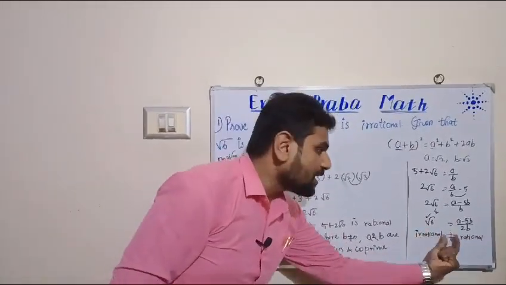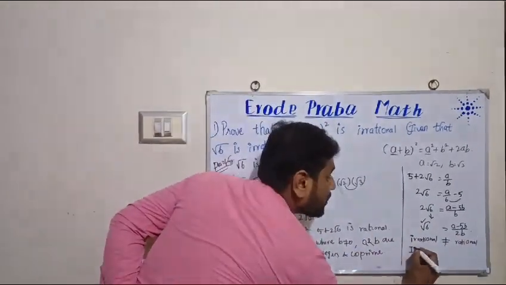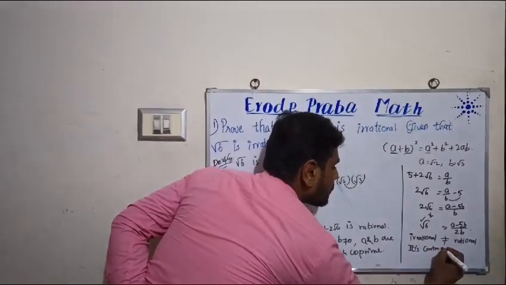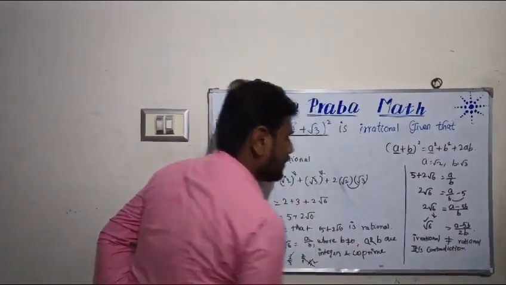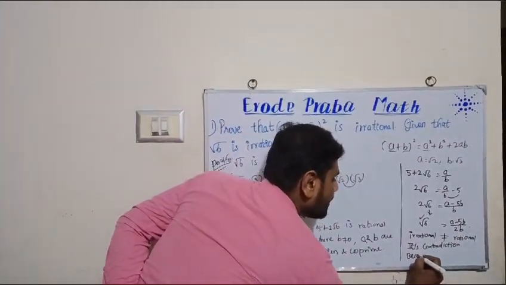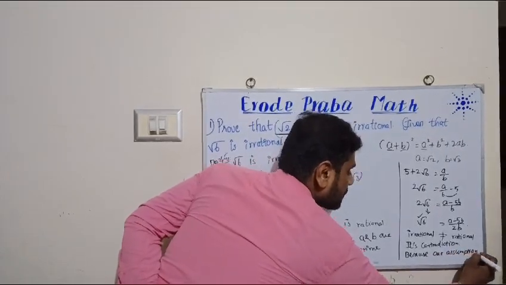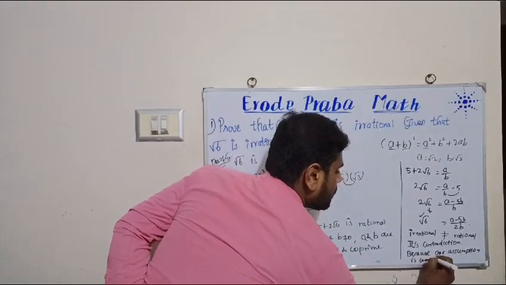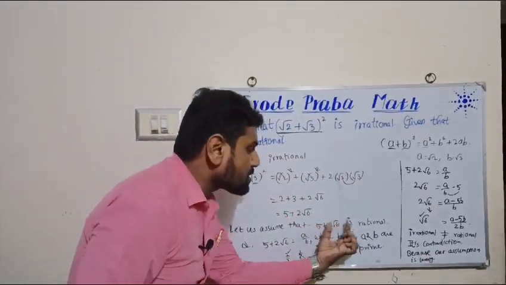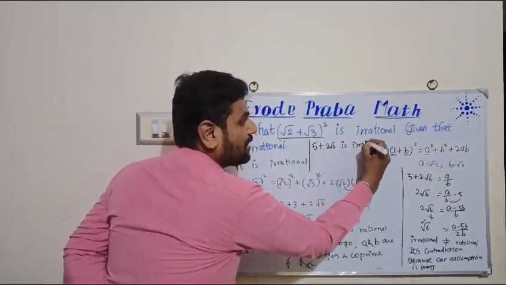Okay, so irrational is not equal to rational means what? This rational that we have taken is wrong. So it is what? Contradiction. Why is it a contradiction? Our assumption is wrong, so only it became wrong. Because our assumption is wrong, 5 plus 2 root 6 is rational is wrong. It means 5 plus 2 root 6 is irrational.